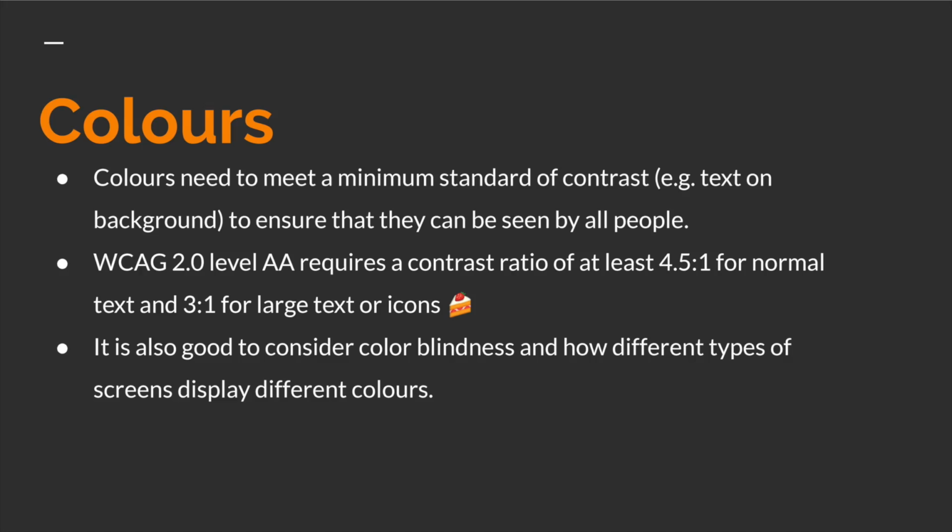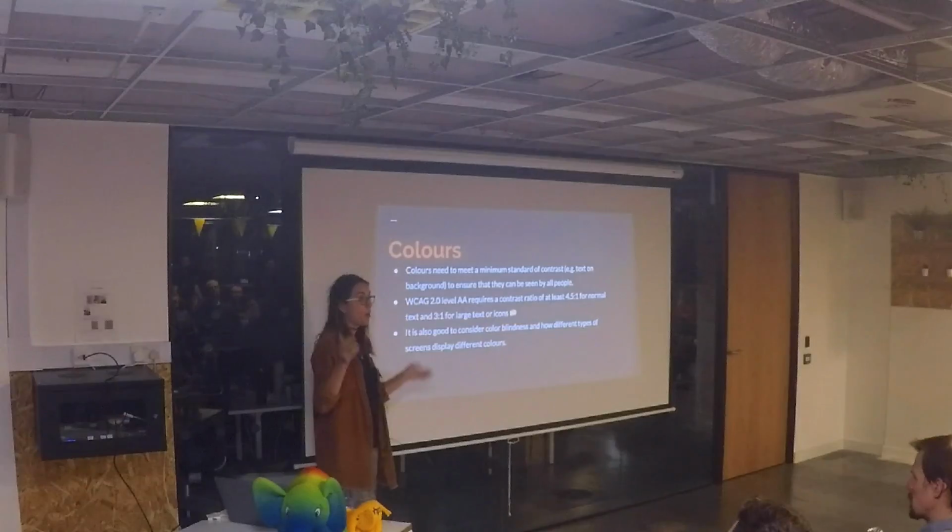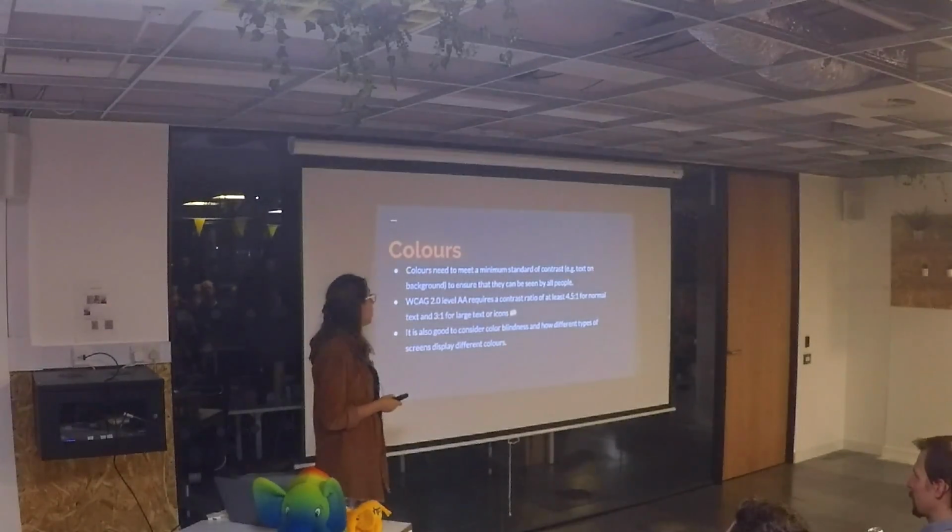Colors. There's a minimum contrast requirement you need to meet for certain levels of accessibility. These are different for large text and smaller text, and also for icons, like arrows and such. Larger text needs to have less of a contrast ratio than smaller text.